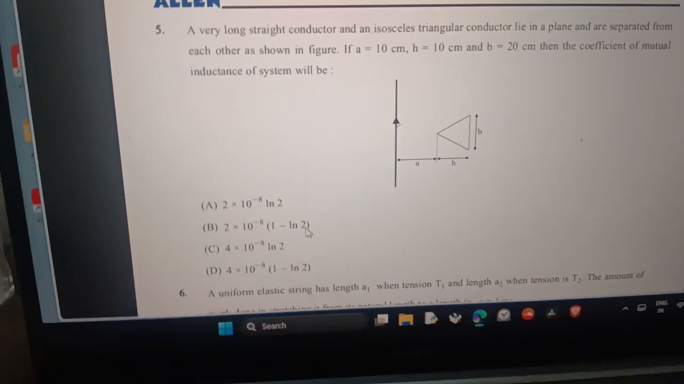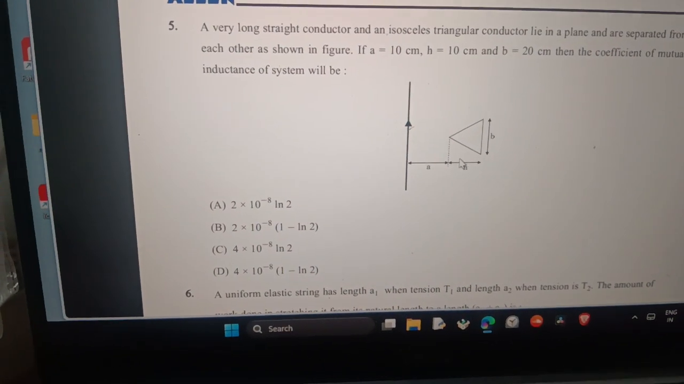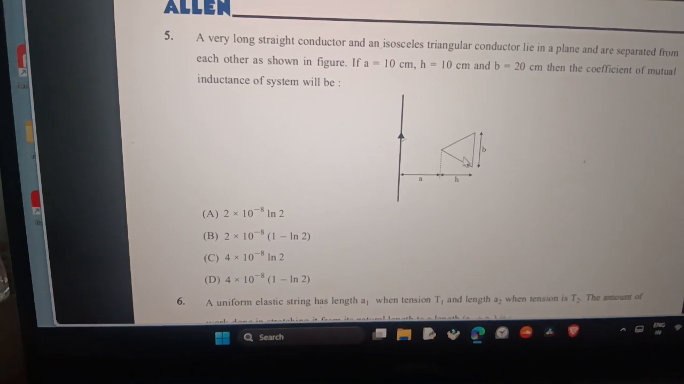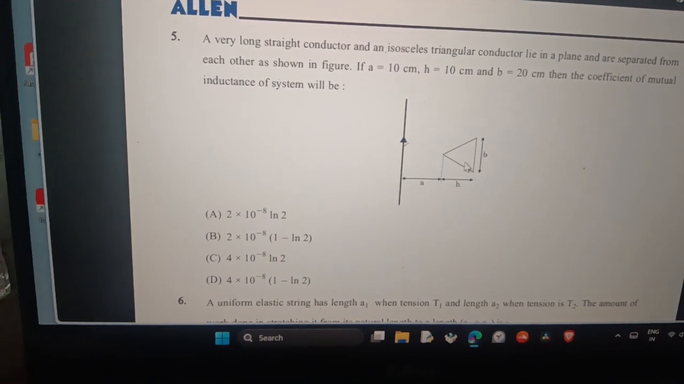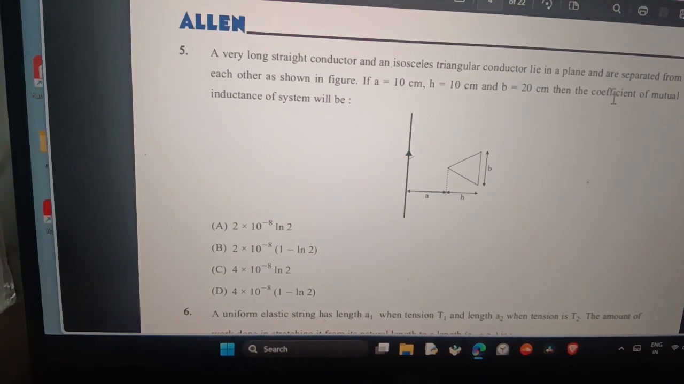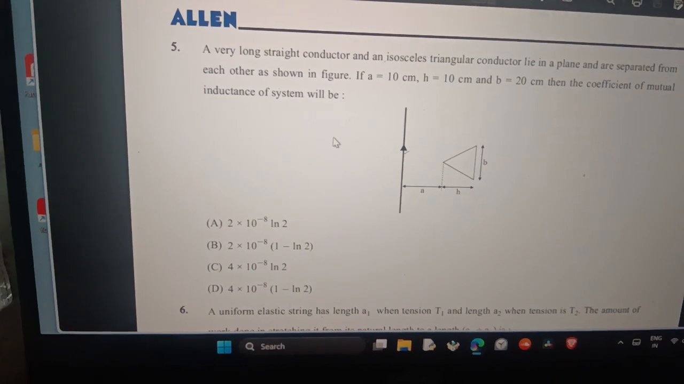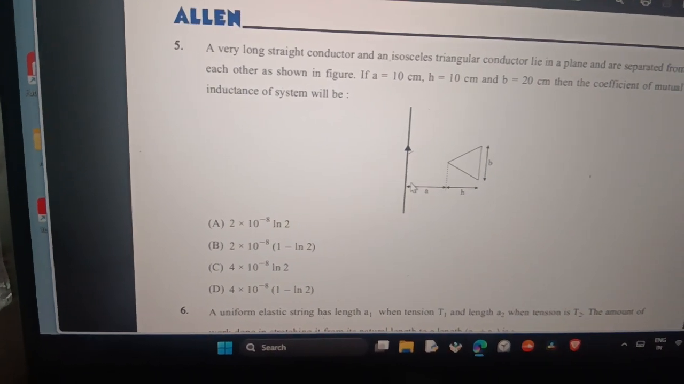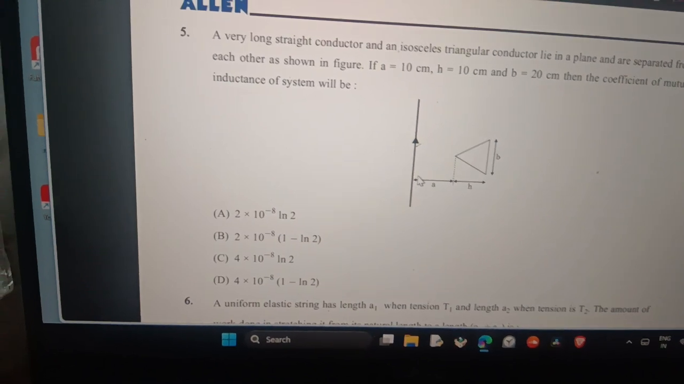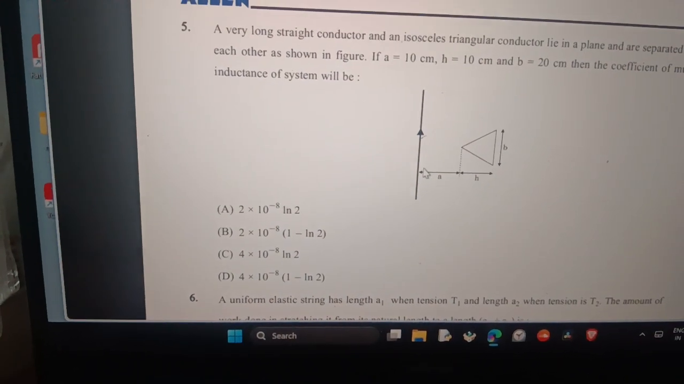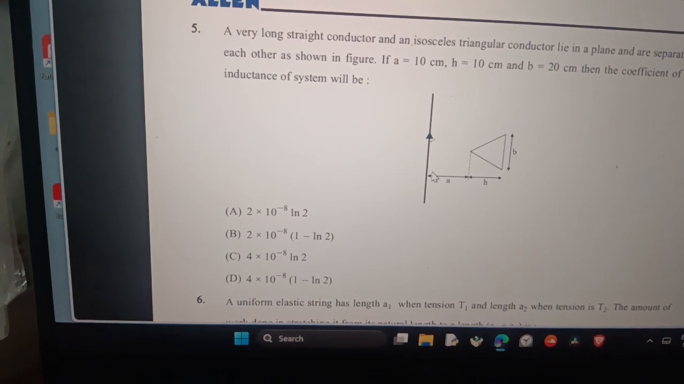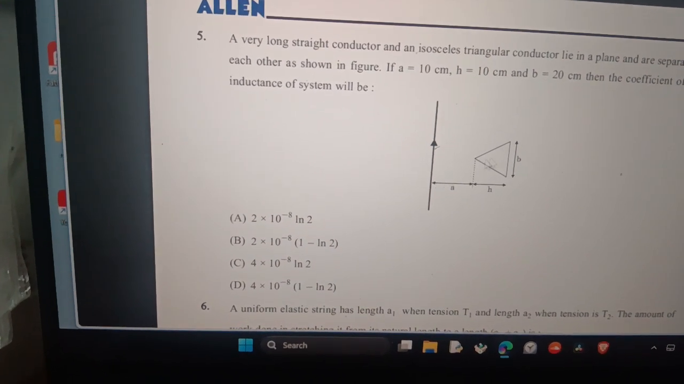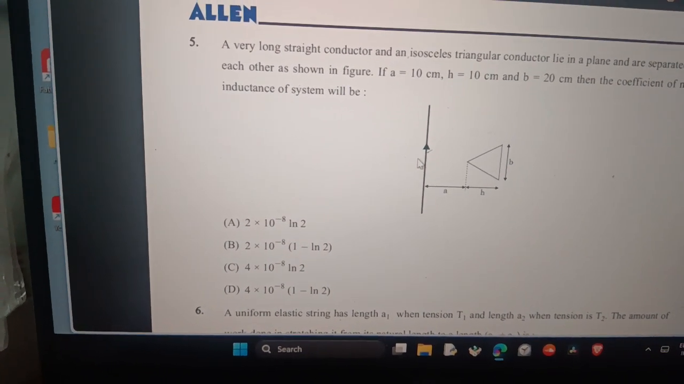And then the next question is this: for this case we have to find the mutual inductance. It is asking me the coefficient of mutual inductance, but it simply here means the value of the mutual inductance M12 or M21, and mutual inductance of any two systems are same, so we can calculate for any one.